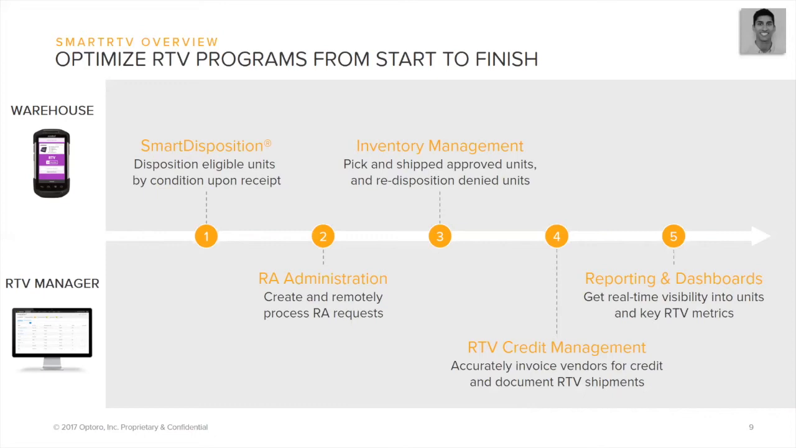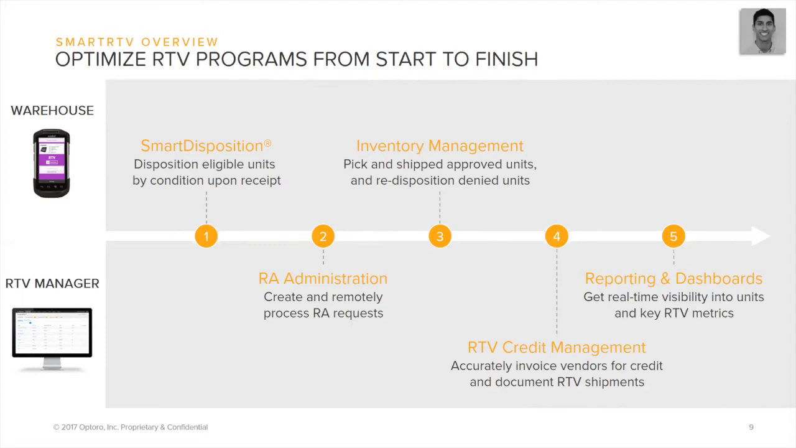Second, the RTV manager can see all of this qualified inventory on the desktop tool and create virtual RAs to send to vendors. After the vendor responds, the RTV manager, with just a few clicks, can create two pick lists for the warehouse, one for vendor approvals for shipping back to a vendor, and one for denials, which can get remarketed and liquidated through our other channels.